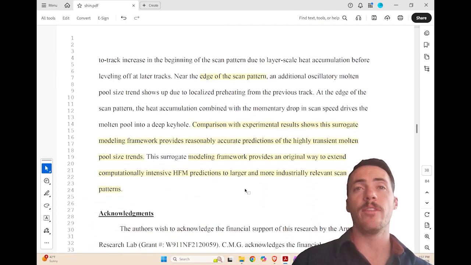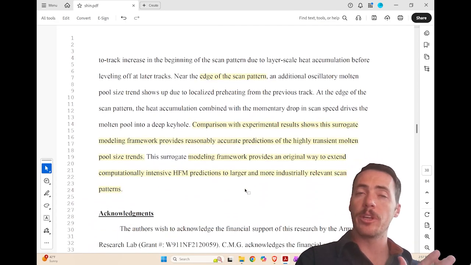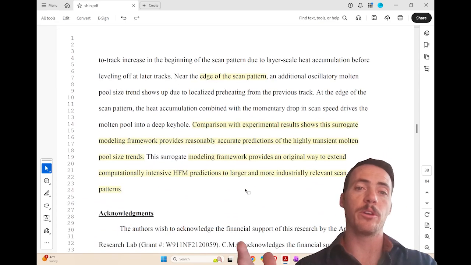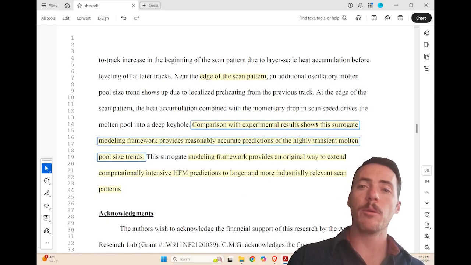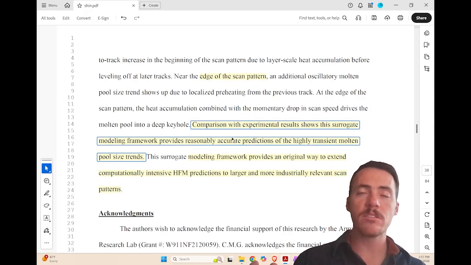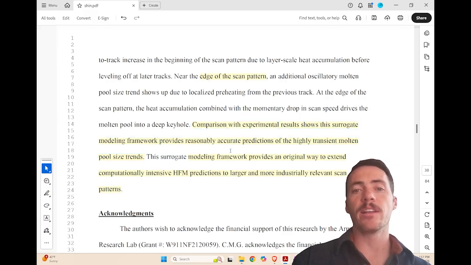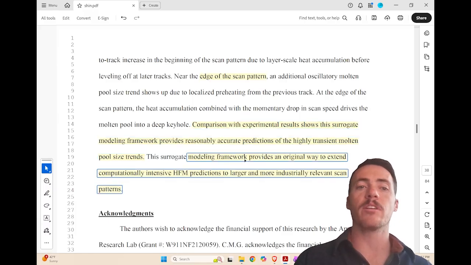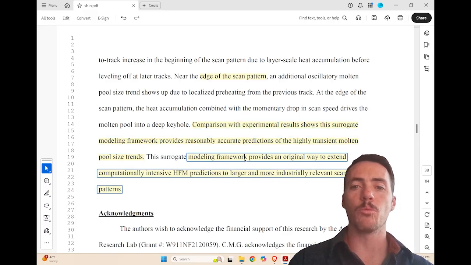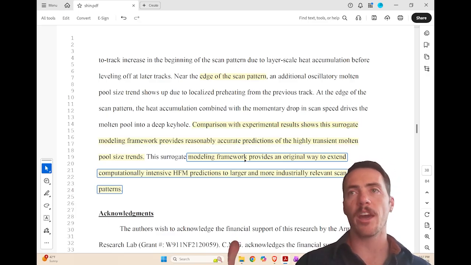They also noted that this approach, where they take in low fidelity conduction model data and predict the high fidelity model, actually works. They're able with this surrogate model to make reasonably accurate predictions of the high fidelity data. And finally, they point out that this is probably something that can be extended to other approaches where you're worried about industrially relevant scan patterns.